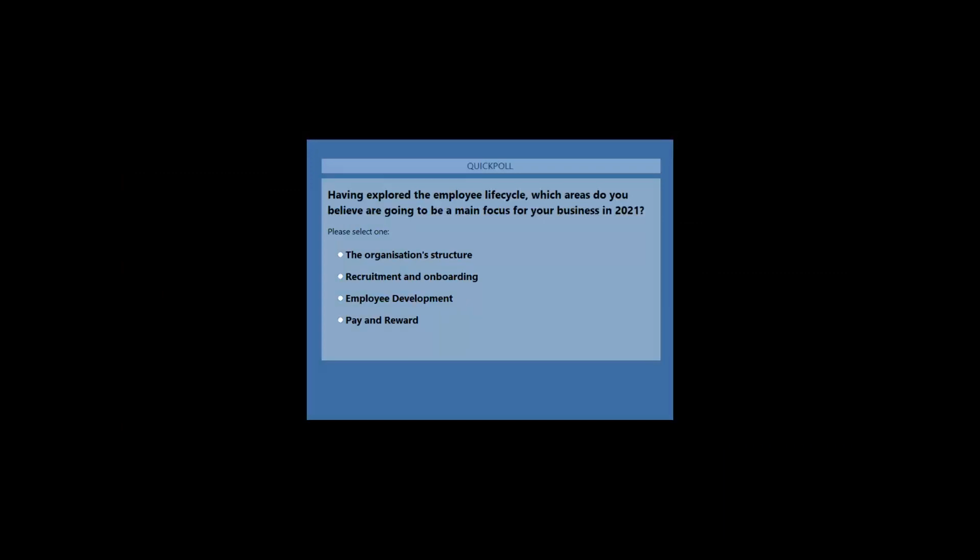So having explored this life cycle with us this morning, which areas do you think are going to be the main focus for your business during the year? Is it the structure, recruitment, employee development, or pay and reward?